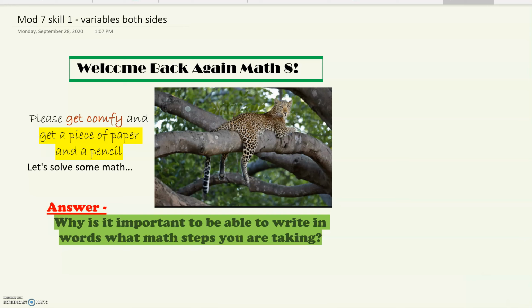The first question I want you to answer on that piece of paper is, why is it important to be able to write words? Write in those words what those math steps are. Why is it important to write in words what those math steps are that you use?